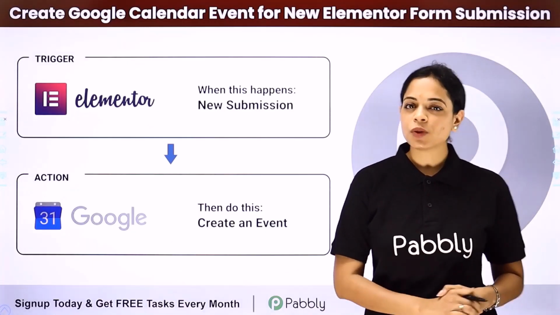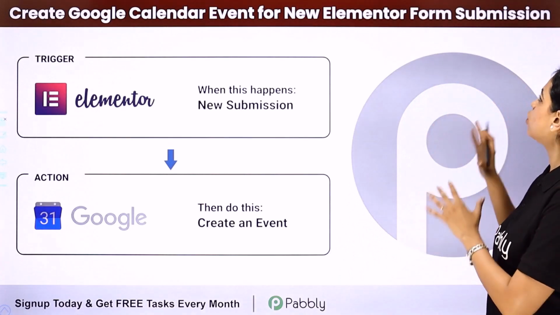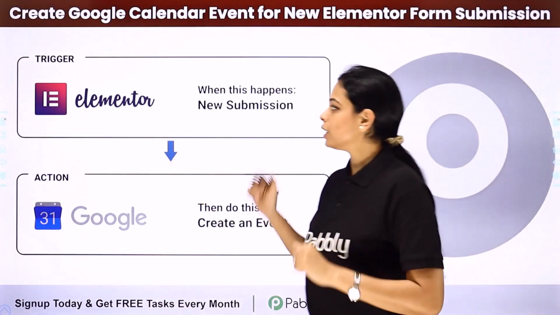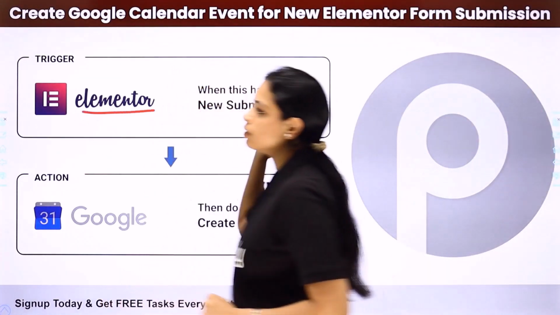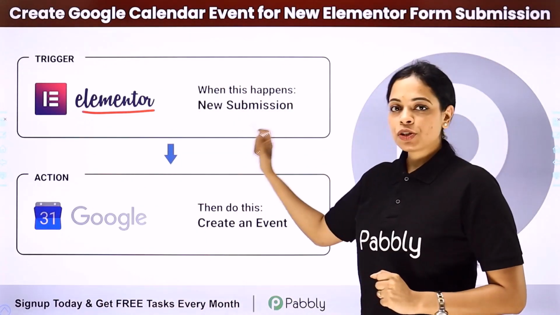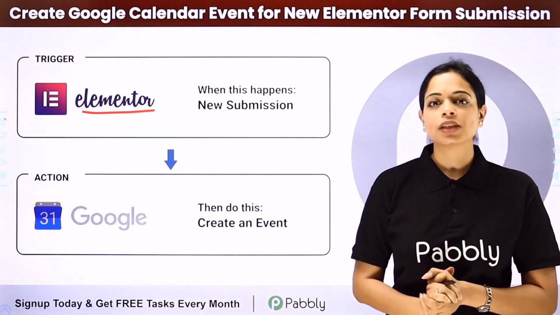In this video, we are going to see how to create Google Calendar events for new Elementor form submission. Now, every time there's a new form submission, and here we are talking about Elementor forms, which are a plugin of WordPress, you want that with the data that you have received, an event should be created in Google Calendar.